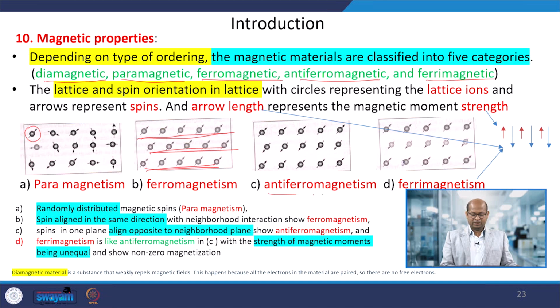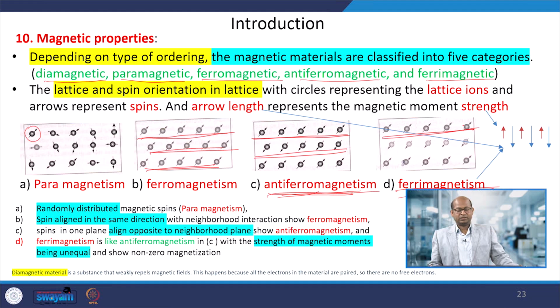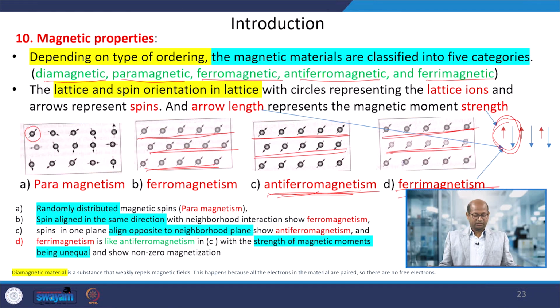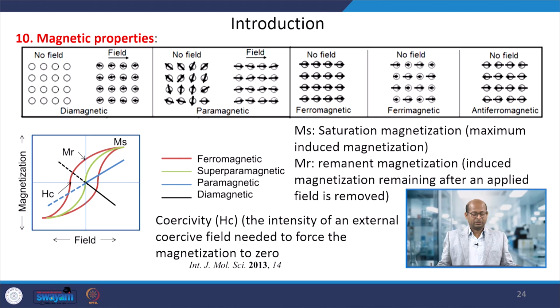When it is antiferromagnetic, one line is in one direction and another line is in the opposite direction. So the alignment means one is in the same direction, another is opposite, for the lattice ions and their spins. Then we can identify the antiferromagnetic property of that material. Another one is ferrimagnetism. It is similar to antiferromagnetism, with spins in opposite directions, but the spin strength is different, one smaller and one larger. Depending upon that, we can also classify or categorize materials.